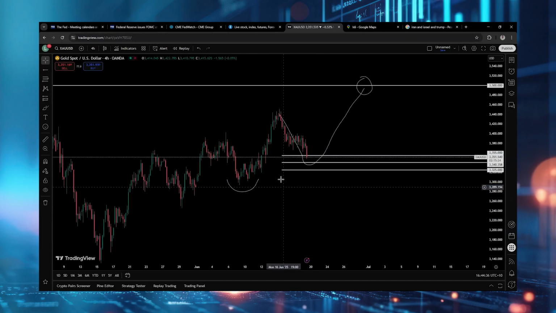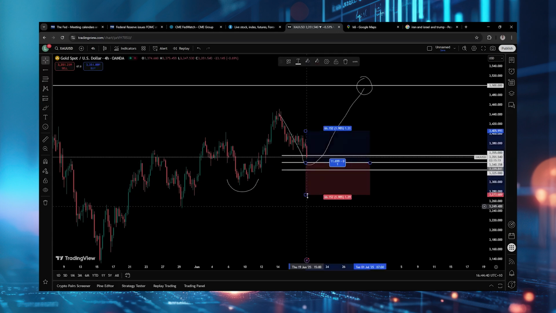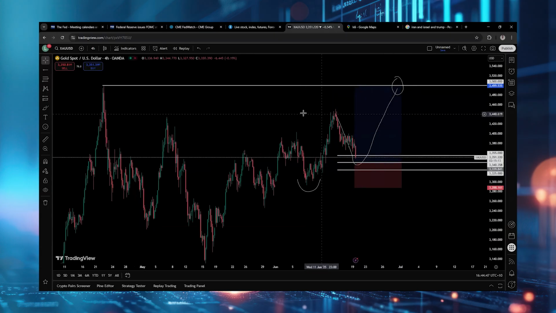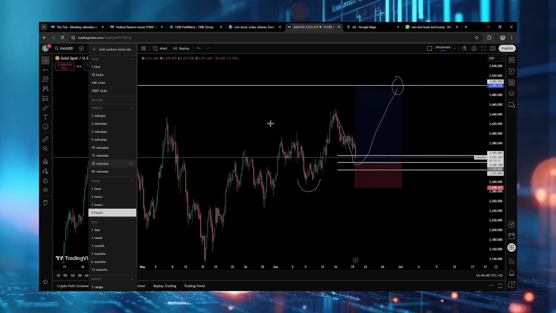But of course, let me just double check one thing. There you go. And that gives us a 1 to 3. That's pretty good for gold. That's a 4-hour chart, of course.